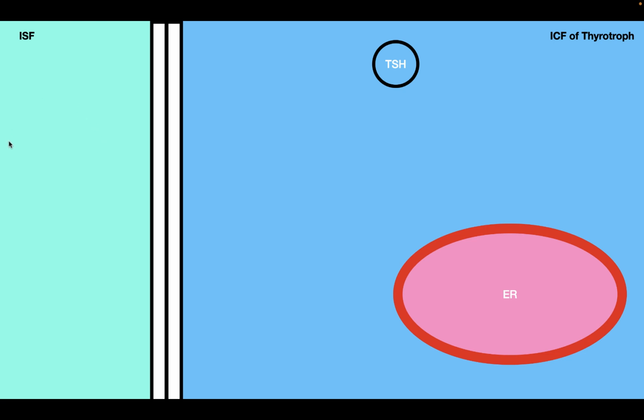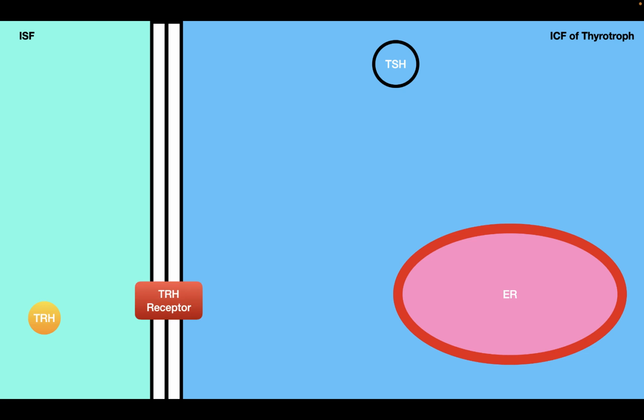The first is the interstitial fluid, which is right here. And then behind the plasma membrane, we have the intracellular fluid, or cytosol. So we have the cytosol, the interstitial fluid, and the plasma membrane separating these two compartments. So how does TRH affect the thyrotroph? Well, when TRH enters into the interstitial fluid, TRH can interact with its receptor. And this receptor is the TRH receptor.